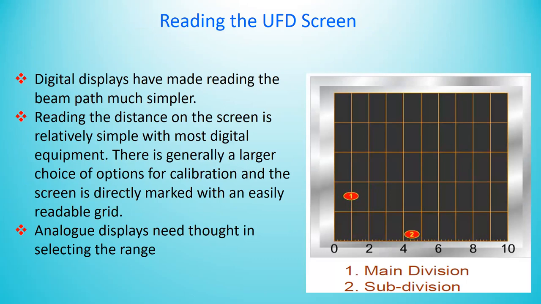Digital displays have made reading beam path much simpler. Reading the distance on the screen is relatively simple with most digital equipment. There is generally a larger choice of options for calibration, and the screen is directly marked with an easily readable range. Analog displays needed thought in selecting the range.